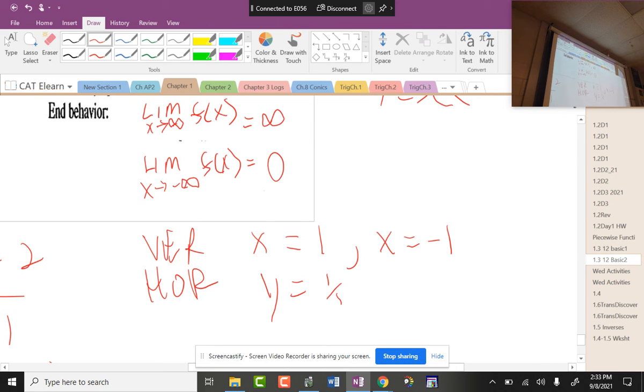I need points though. So show a chart of values. You plug in 1, what do you get for Y? 1. You plug in -1, what do you get for Y? -1. That's why that's easy to graph. Do that in interval notation as well.